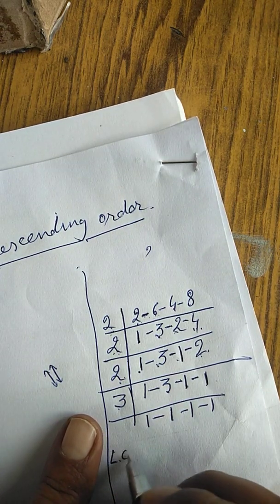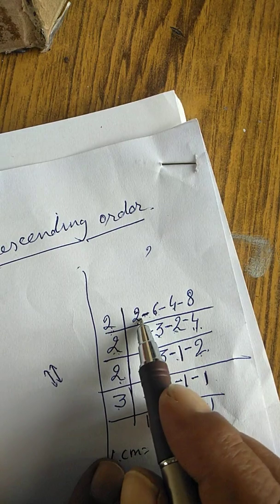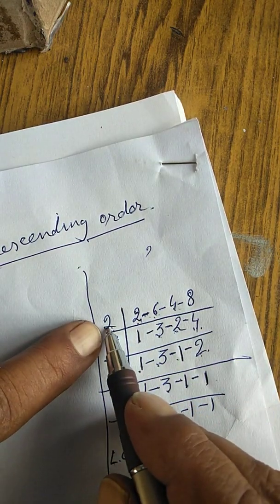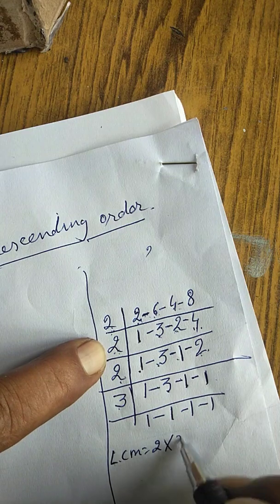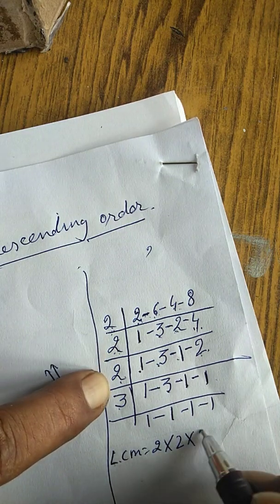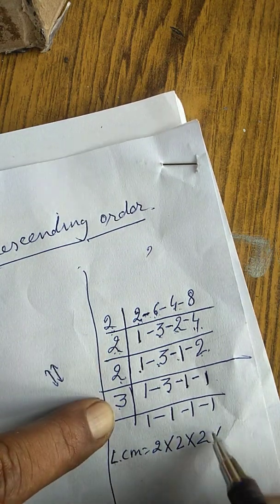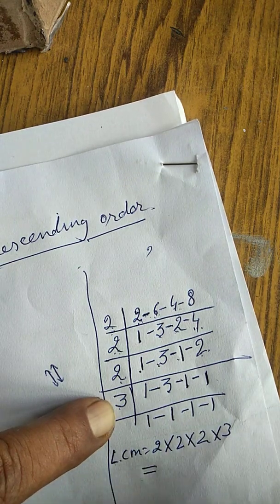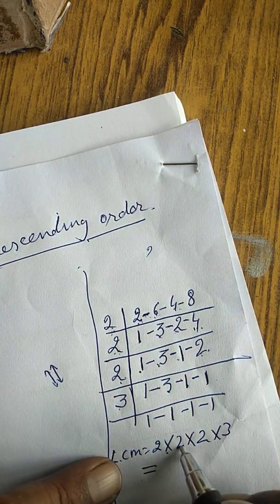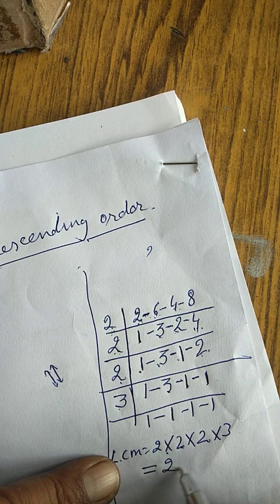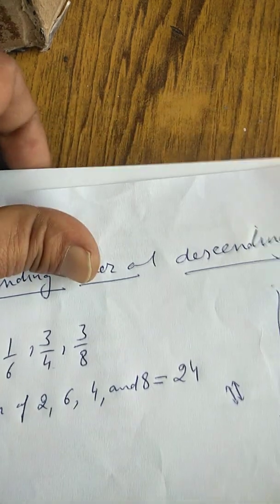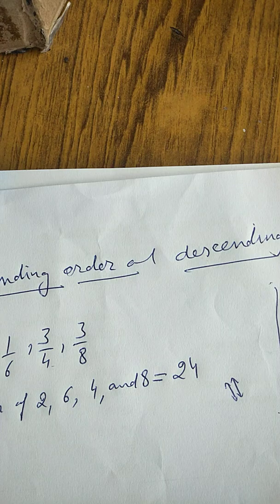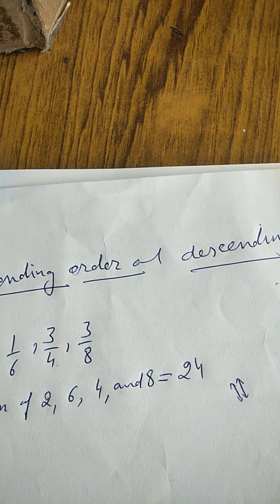So what will be the LCM of 2, 6, 4 and 8? We multiply 2, then 2, then another 2, and the last 3. 2 twos are 4, 2 fours are 8, 3 eights are 24. That is, the LCM of 2, 6, 4 and 8 is 24.